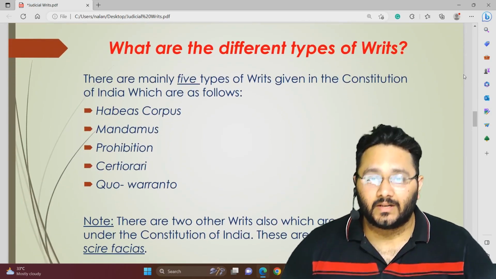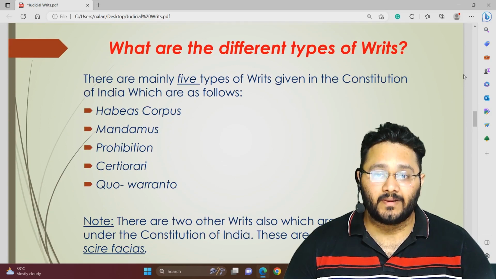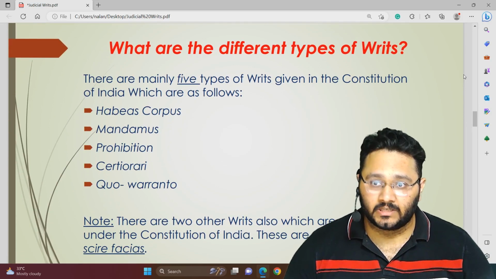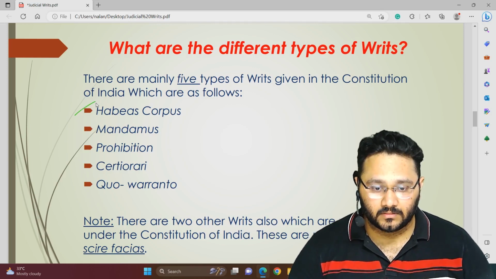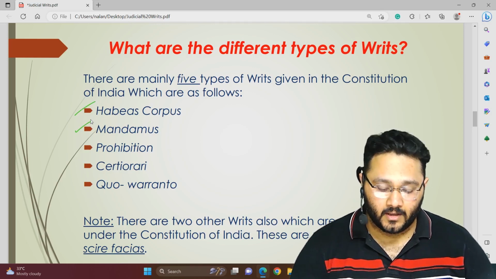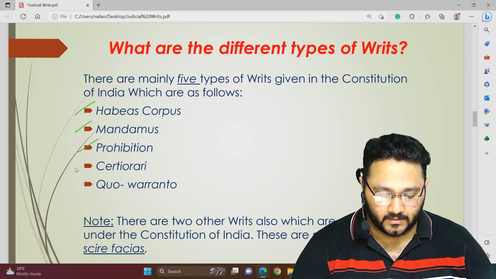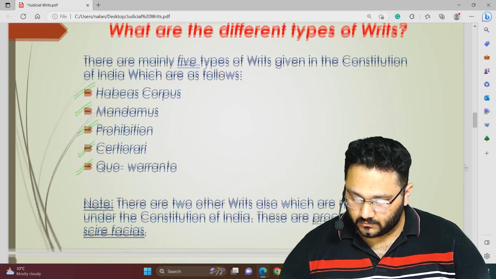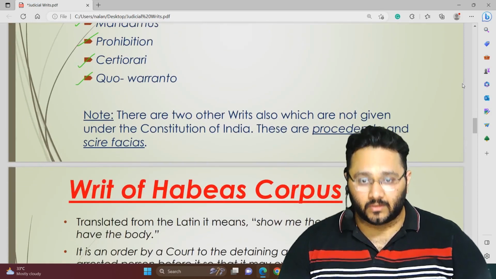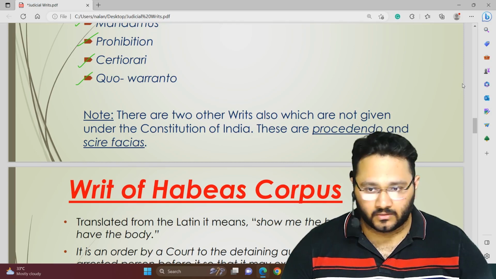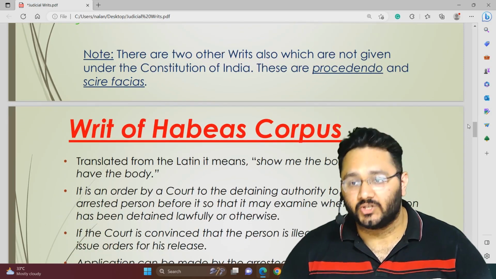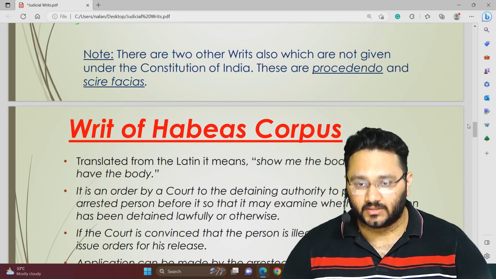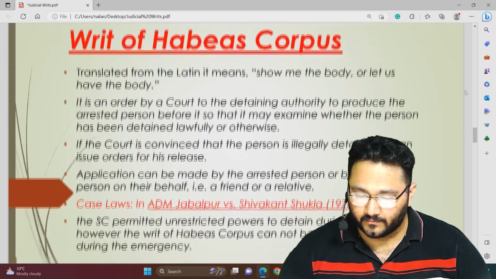Then, what are the different types of writs? There are mainly 5 types of writs given in the Constitution of India, which are as follows: habeas corpus, mandamus, prohibition, certiorari, and quo warranto. There are 2 other writs also which are not given in our constitution, right? These are procedendo and sire facias. Sire facias, we'll learn about them in a while.